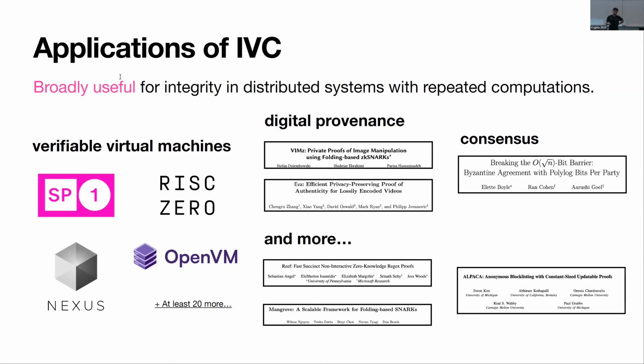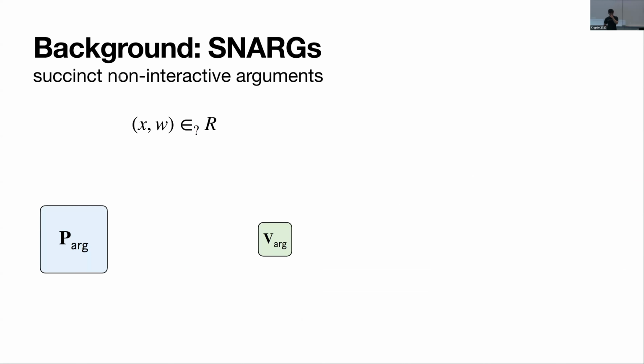Okay. Cool. So I want to talk about building IVC now. The first thing I want to do is briefly cover SNARGs, or succinct non-interactive arguments. A SNARG is a proof system where we're trying to verify membership in some relation. The prover is going to get the instance and the witness, the verifier is going to get the instance, and the prover is just going to send a proof attesting to the instance's membership in the relation.